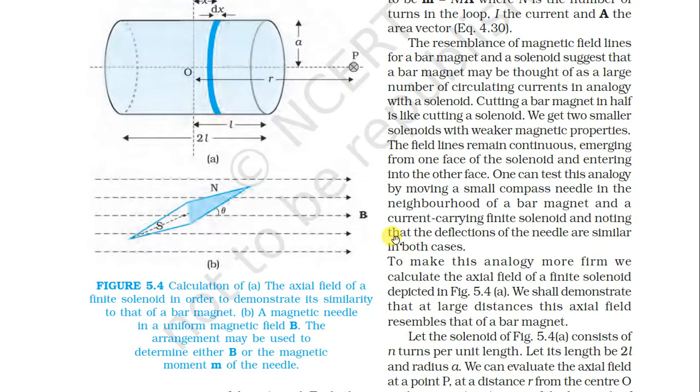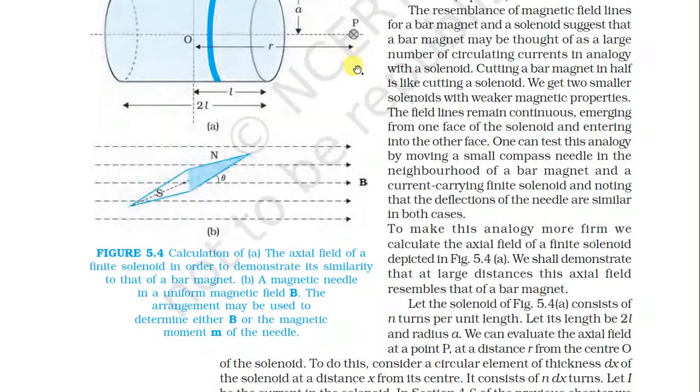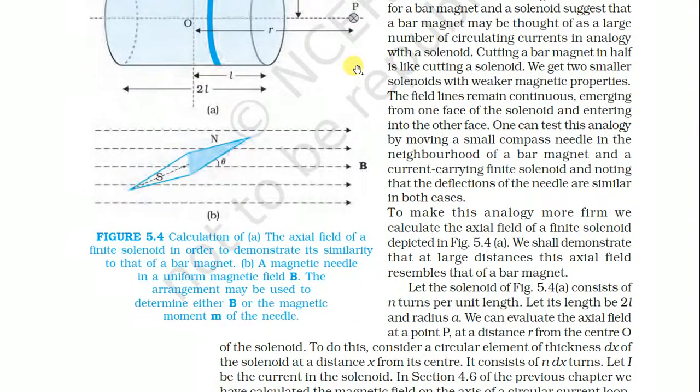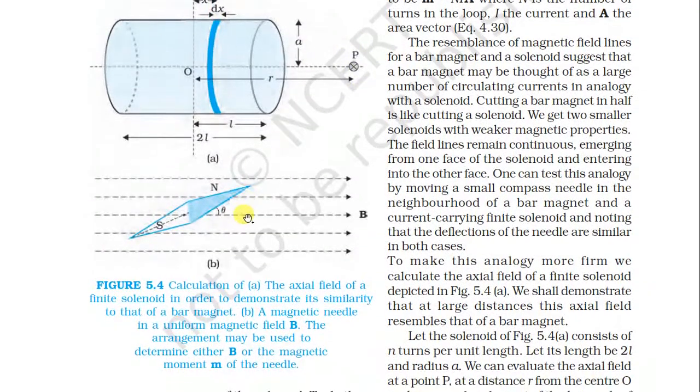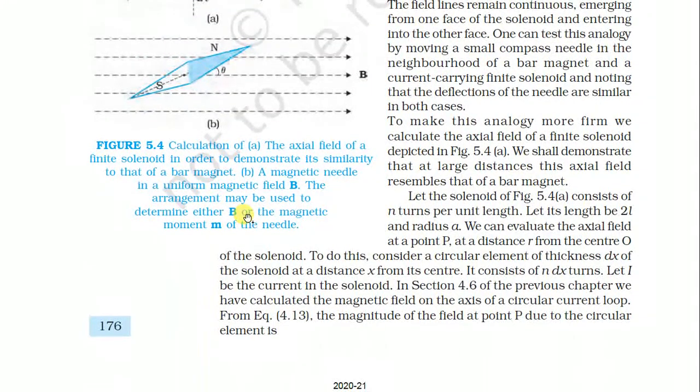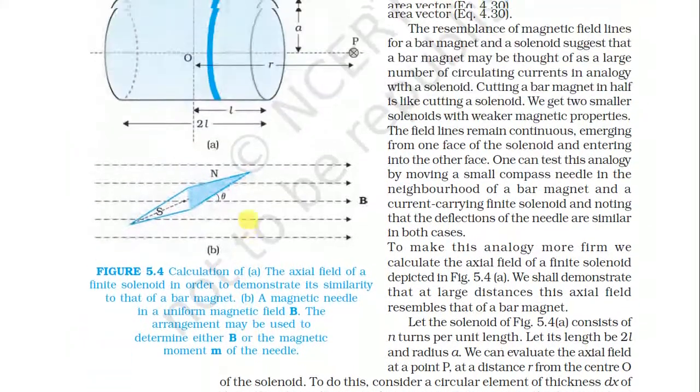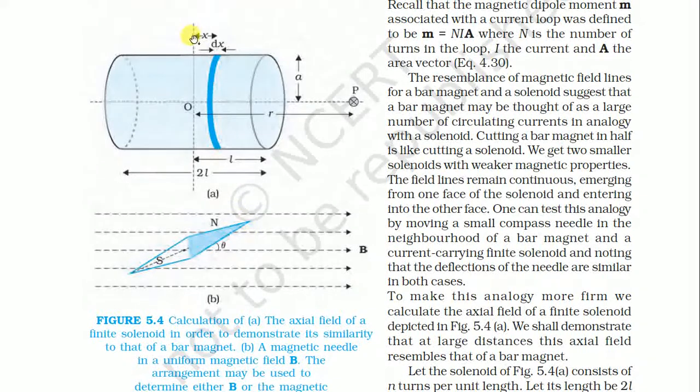We can evaluate the axial field at point P, at a distance r from the center. To do this, consider a circular element of thickness dx of the solenoid at a distance x from the center. See here, this is our center, and x is the distance from it. From there, we will consider the dx value.